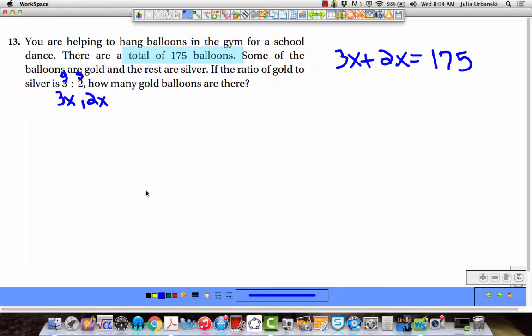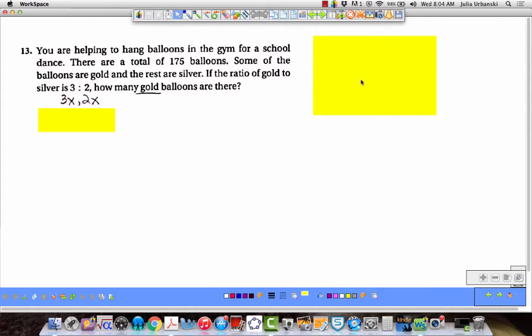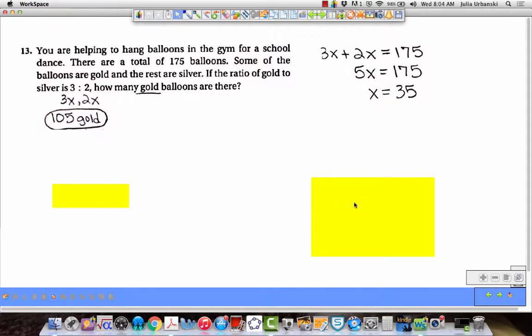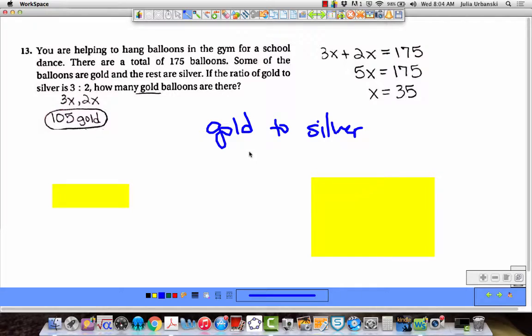Anybody need more time? What'd you get for the final answer? How many golds were there? 105. Okay, so 5x equals 175, x equals 35, and you plug it into the first one because the word gold came first. They give you the order. When they say gold to silver, they're giving you the order. So it was 3, 2, 2. Gold goes with 3.